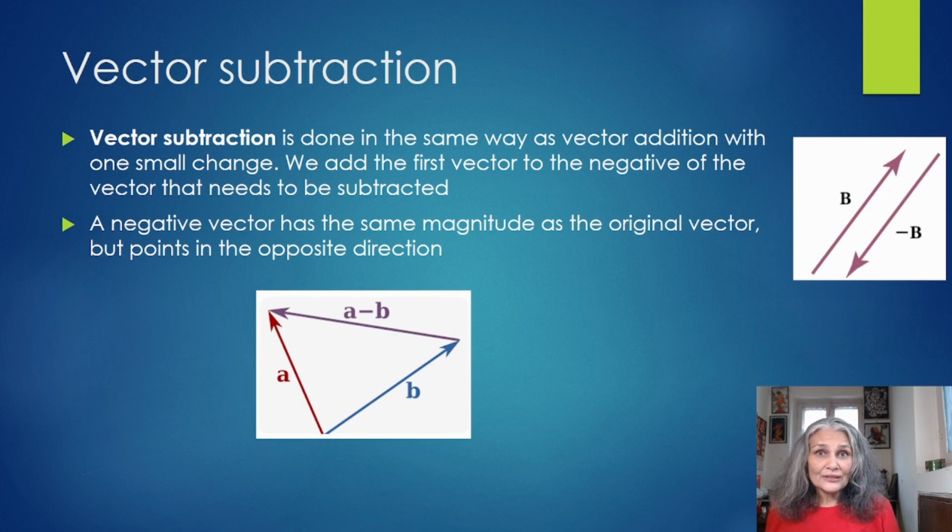Vector subtraction is done in the same way as addition, with one small change: we add the first vector to the negative of the vector that needs to be subtracted. The negative is just a vector in the opposite direction. So over here, just observe, we have a vector A, a vector B, and vector B is going in this direction. So the A minus B vector, which is also a vector, seems to have a direction somewhat akin to this.